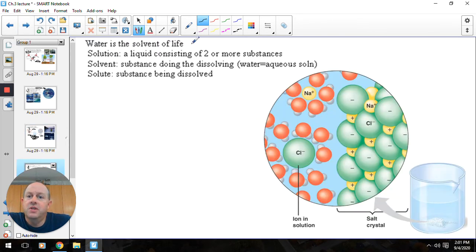Another interesting thing about water is its solvent capability. So oftentimes we call water the universal solvent, or the solvent of life. And so, some terminology. When we have a solution, this is when we have 2 or more substances where one thing is dissolved in another.